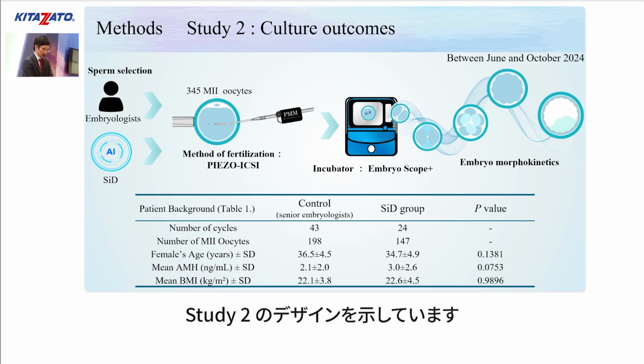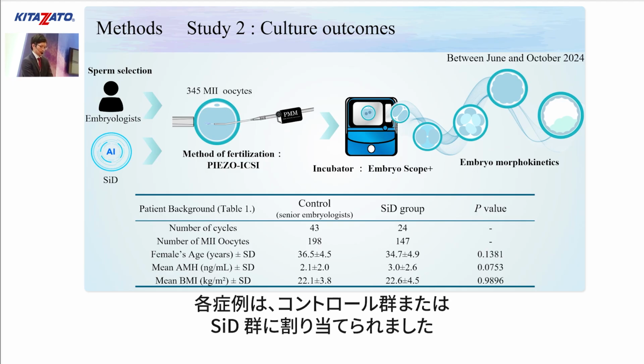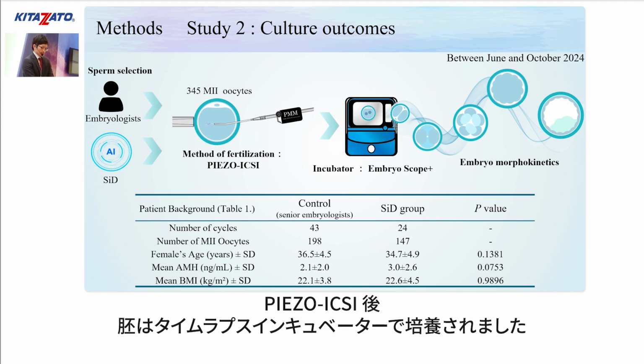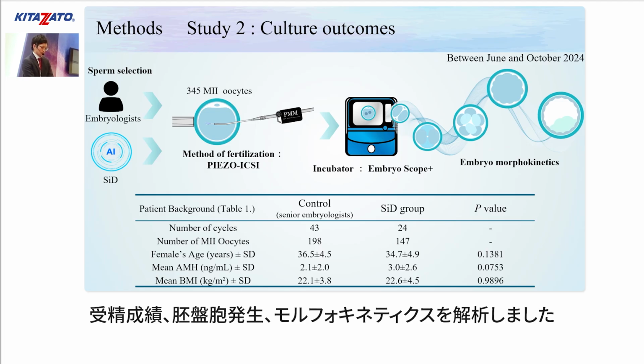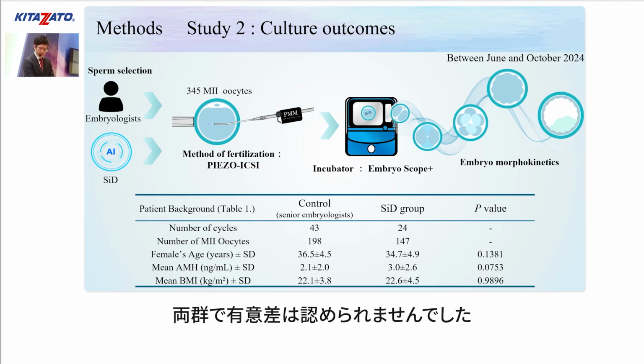This slide shows the design of Study 2. We compared ICSI outcomes using sperm selected either by embryologist or by SIDO. We assigned each case to either the control or SIDO group. After ICSI, embryos were cultured with a time-lapse incubator, and we analyzed fertilization outcomes, blastocyst development, and morphokinetics. This graph shows the patient background such as female age, AMH level, or BMI between the two groups. There are no significant differences between the two groups.